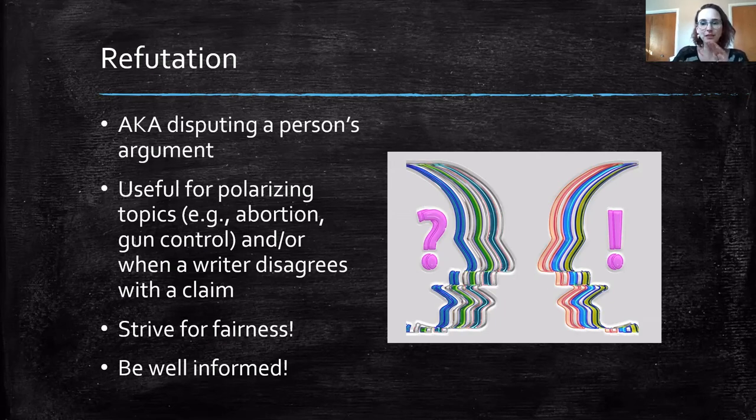Okay, so when you're refuting and basically whenever you're making an argument, you want to know your perspective. Obviously, you want to know a lot about your topic in order to be able to talk about it well. And when you're refuting, you really want to know what the other people believe and what they argue. So you really have to know your audience.